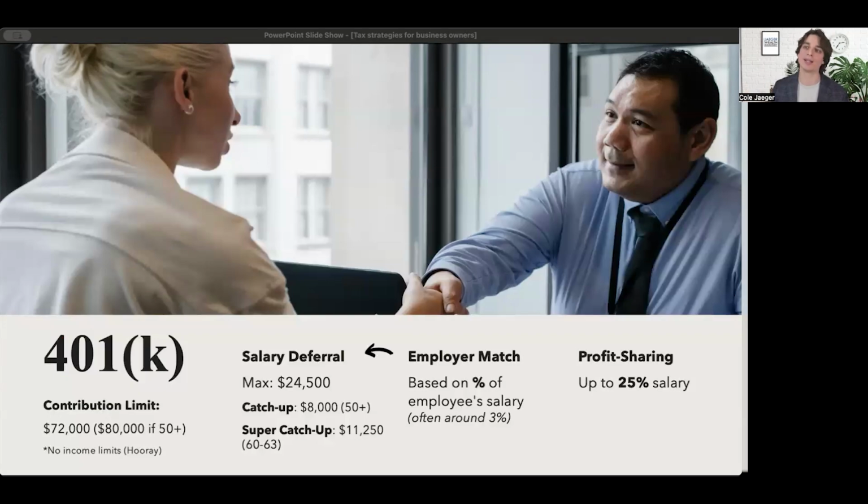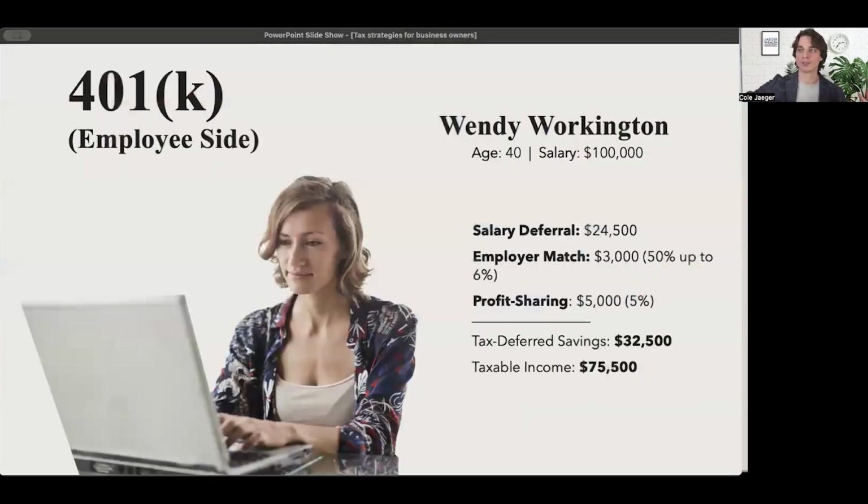Another great thing is that there are no income limitations for contributing to these accounts, unlike with IRAs. So no matter how much you make, these contribution limits are the same. Let's take a look at an example of how this plays out.